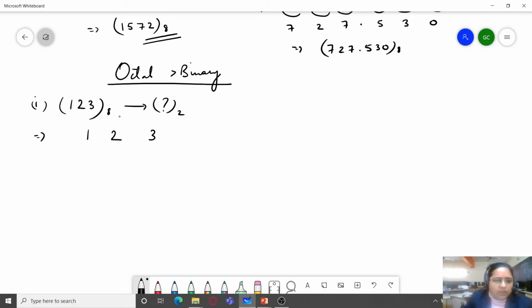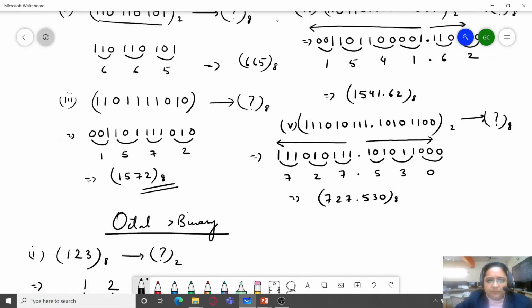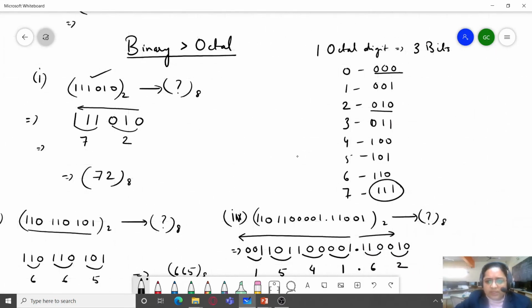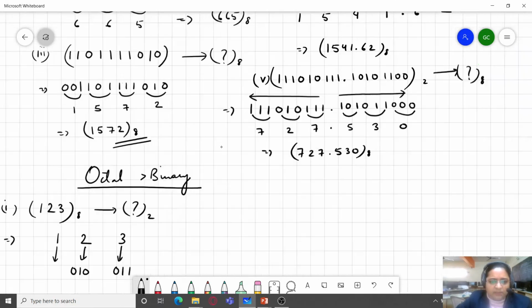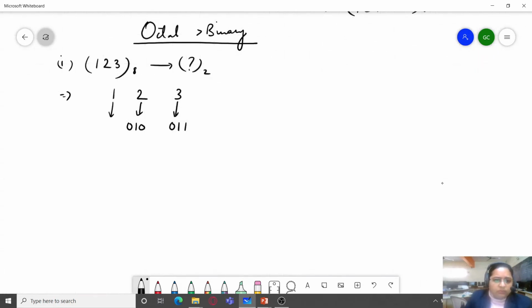So we first write all the 3 digits of this octal number separately. Now we would be converting each of the digits into its binary equivalent in the form of 3 bits. Like 3 can be changed into 011, 2 into 010. You can refer to the previous table which I had just displayed some time ago. So this is the table which I am using. If you just memorize this table, it would be very easy for you. So this is 010 and this is 001.